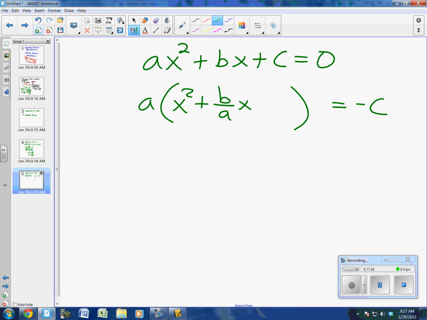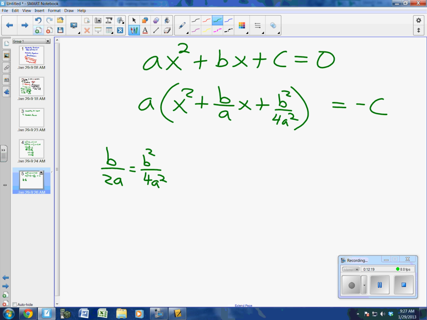How do I get the number that goes right here? Take half of b over a. What's half of b over a? b over 2a, right? If you times 1/2 times b over a, you're going to times the bottom by 2. Square that. What are you going to get? b squared over 4a squared, right? b squared over 4a squared.